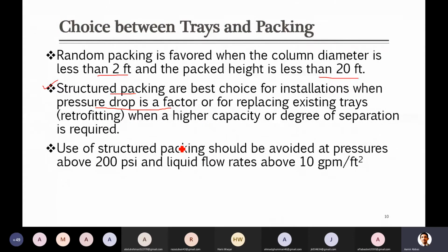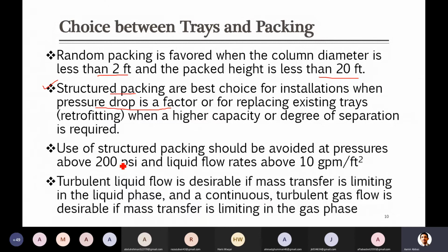The use of structured packing should be avoided at pressure above 200 psi and liquid flow rate above 10 gallons per minute per square foot. The reason which comes to my mind is that at very high pressure and flow rate, the structure cannot be maintained and will face high pressure. In that case, the structure can dislodge or dislocate. Maybe you can find any other reason why it should be avoided in this case.